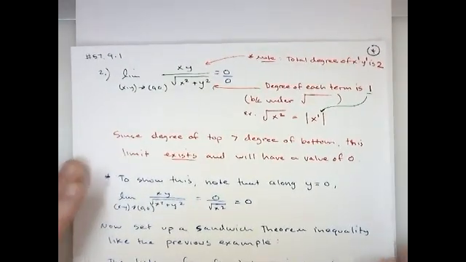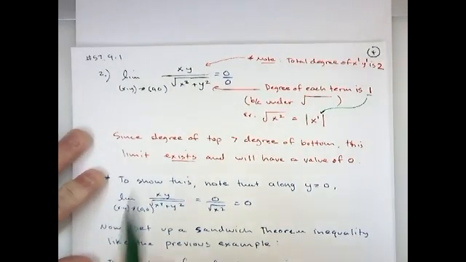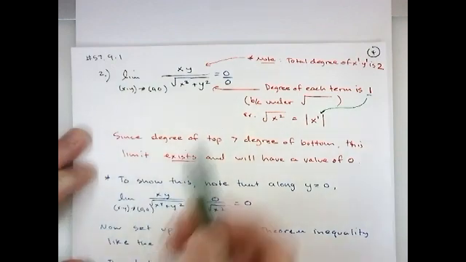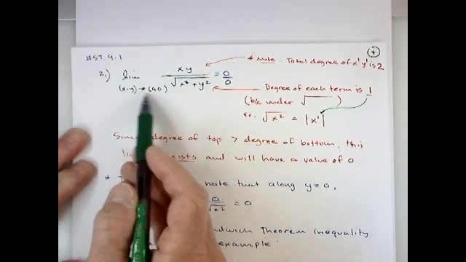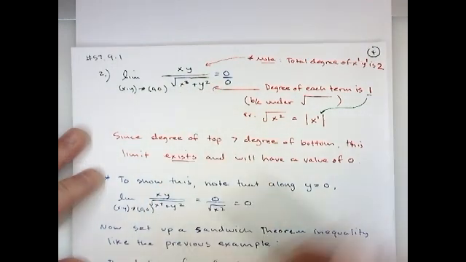This one's actually from the book. This is number 57. It's an odd problem, so the answer's in the back. 9.1. I've got the limit as x and y approach 0, 0 of x times y over the square root of x squared plus y squared.